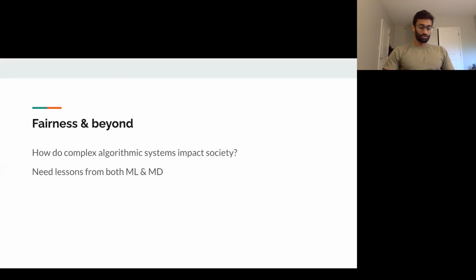And when I talk about social impact, I'm talking about a range of values that we have in society that we want to see implemented somehow in a system, right? So the most common value that you hear of being talked about in these types of systems is fairness, but we might think of a host of other values beyond fairness that we care about implementing in algorithmic systems. And so if you want to answer the question, well, how do these complex algorithmic systems impact society? It turns out that we need to take into account lessons that come from both mechanism design and machine learning.